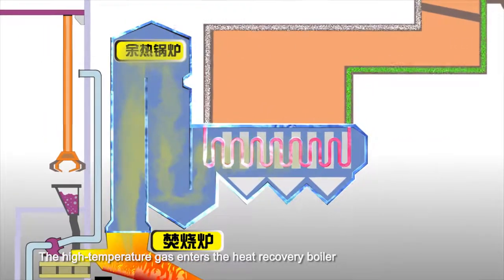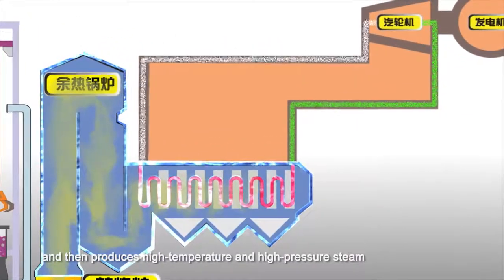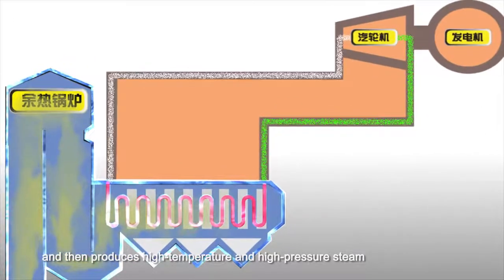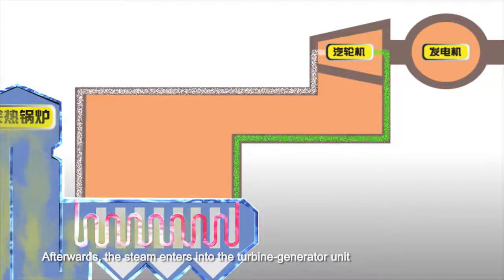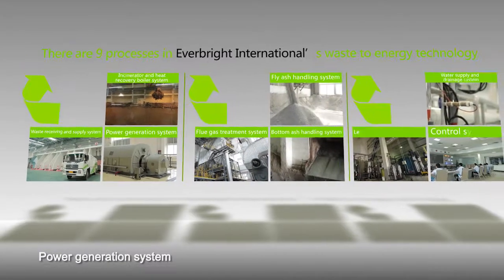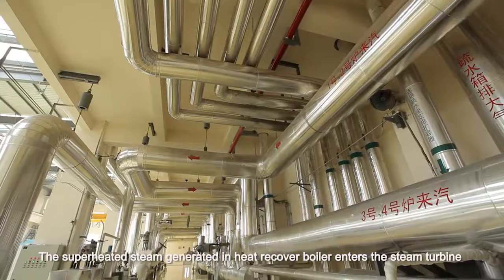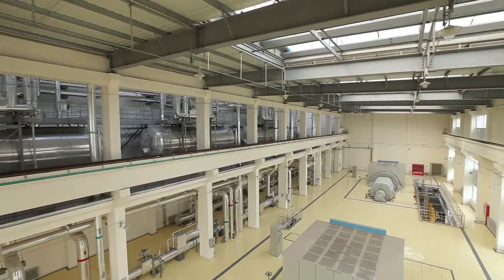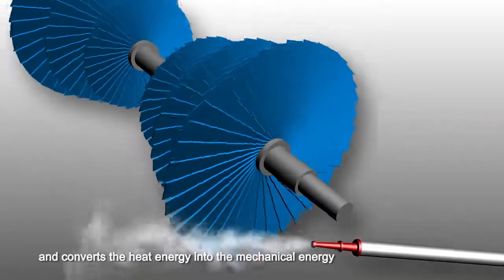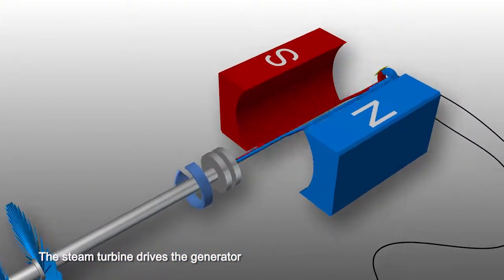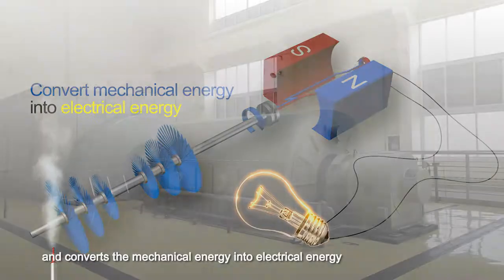The high-temperature gas enters the heat recovery boiler, heats the water inside the wall tube, and then produces high-temperature and high-pressure steam. Afterwards, the steam enters into the turbine generator unit. 3. Power generation system. The superheated steam generated in the heat recovery boiler enters the steam turbine, drives the turbine blade to work, and converts the heat energy into the mechanical energy. The steam turbine drives the generator rotor to generate the electromagnetic field and converts the mechanical energy into electrical energy.